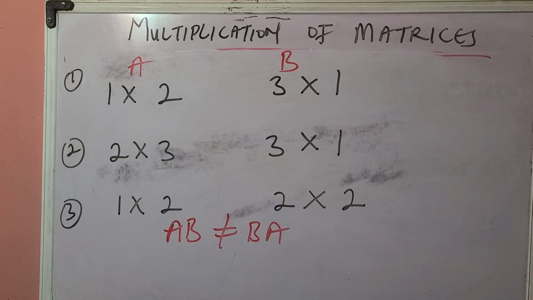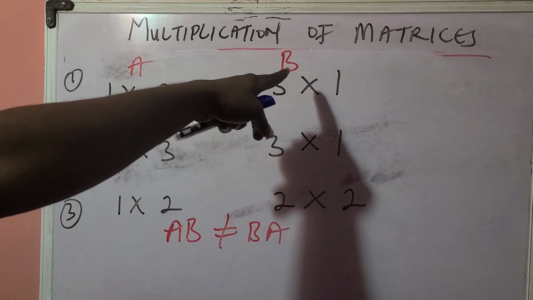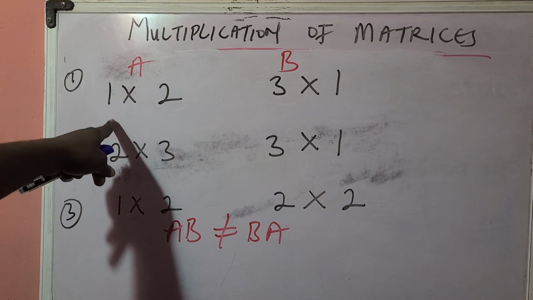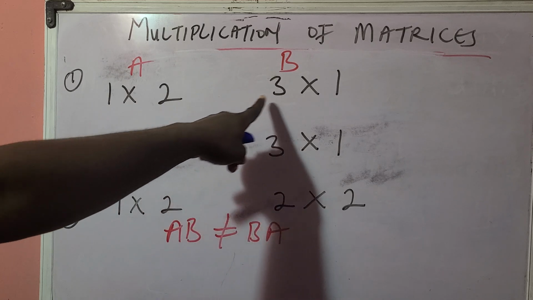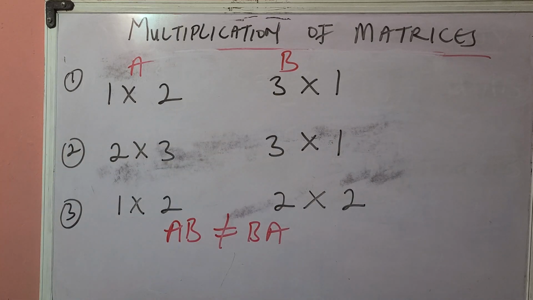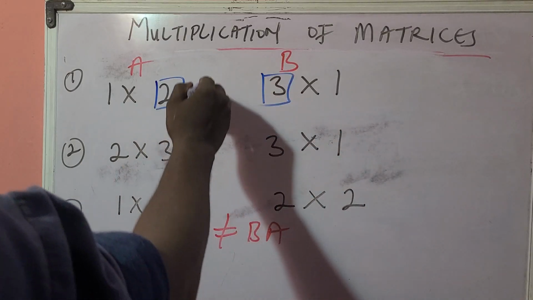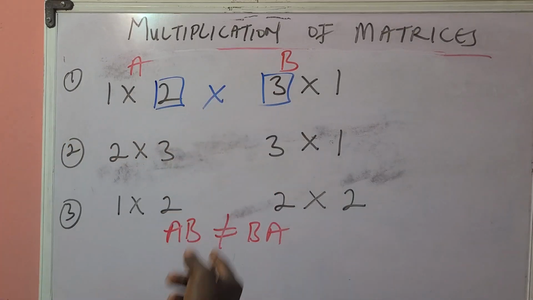So let's assume we have this matrix here as matrix A and this matrix here as matrix B. So we can go on to investigate a 1 by 2 multiplied by a 3 by 1. Obviously, in this case, we can't multiply these two matrices together because the column here is not the same thing as the row here. So this cannot be multiplied together. That means we can't have A times B.